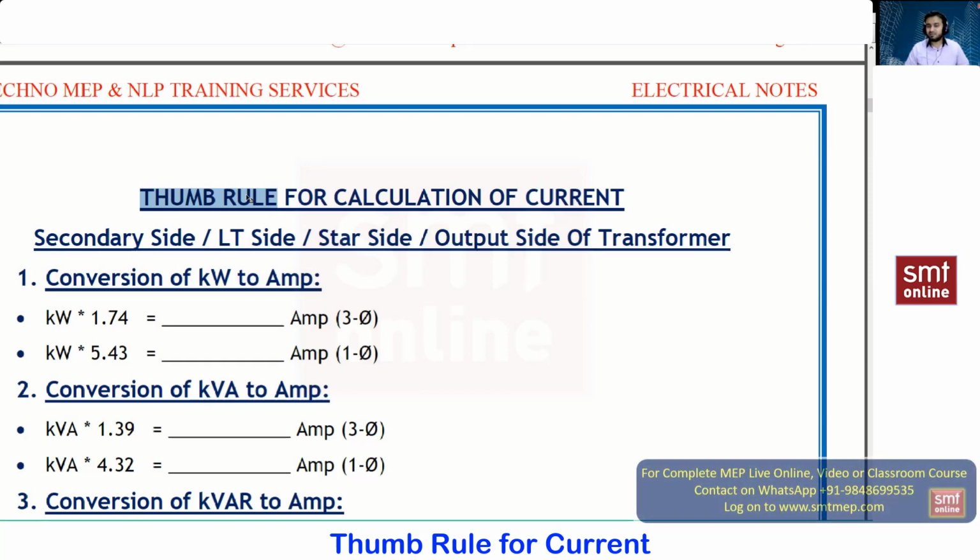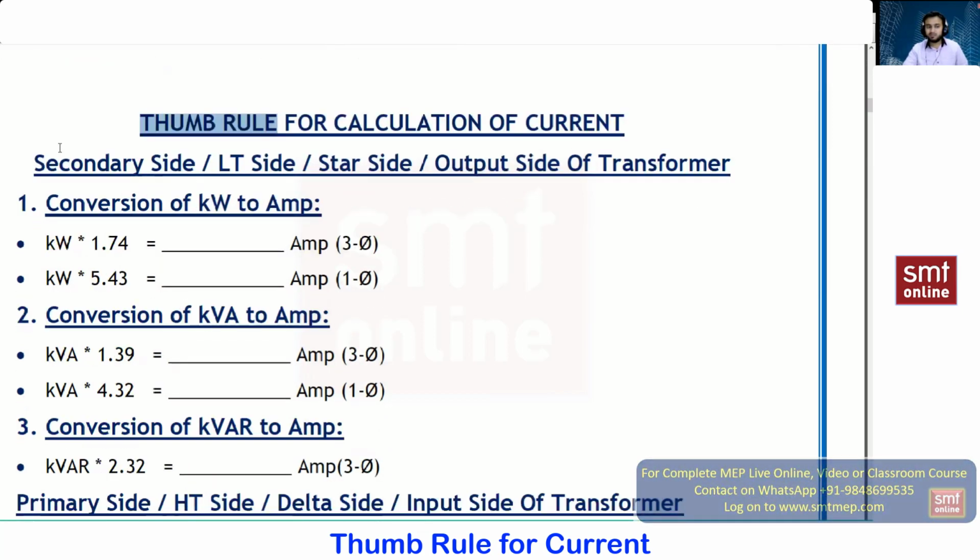So you cannot go with the complete formula P equal to root 3 VI cos phi and substitution. That is a time taking task. So simply you can go with these thumb rules. Here, when you're working with the secondary side, that means nothing but the low tension side of the transformer, or the star side, or the output side of the transformer. Everything means the same. Different people will call it in different ways, but everything means the same.